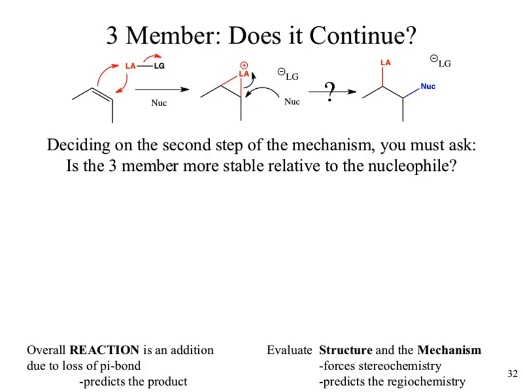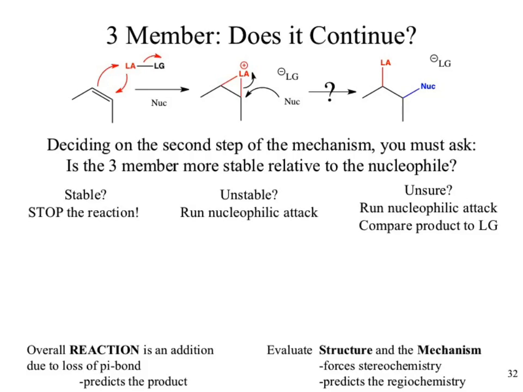So what we're trying to do is think about those stages and look at where all these things can connect. If it's stable, stop your reaction. If it's unstable, do a nucleophilic attack. If you're not sure, do the nucleophilic attack anyway. Look at what that leaving group was. Compare that back to the nucleophile. So you can always draw it out and decide later.